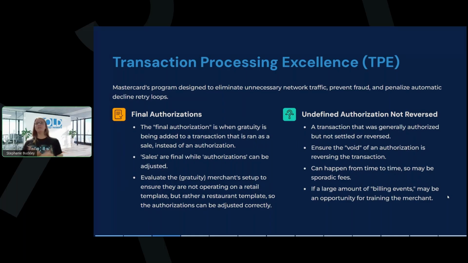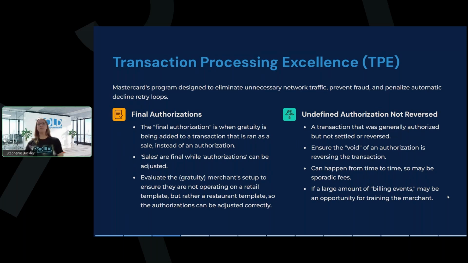So the transaction processing excellence, or as I'm going to refer to it because that is a mouthful from here on out, TPE. The TPE fees, or the program, I should say, was designed to eliminate unnecessary network traffic. So information that's coming through incorrectly or partially, but never actually completed. And you'll see that trend throughout the different examples that I provide. There are several errors that occur with the TPE program, but really 3 of them you see more commonly, and then I'll go through some of the more uncommon ones toward the end.